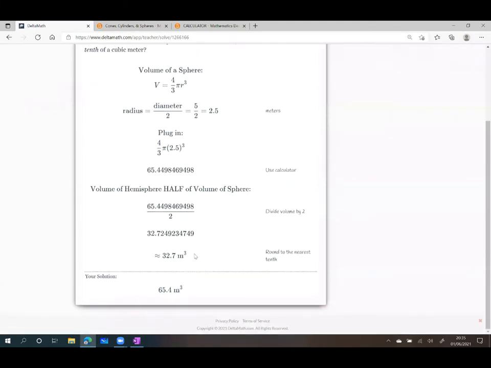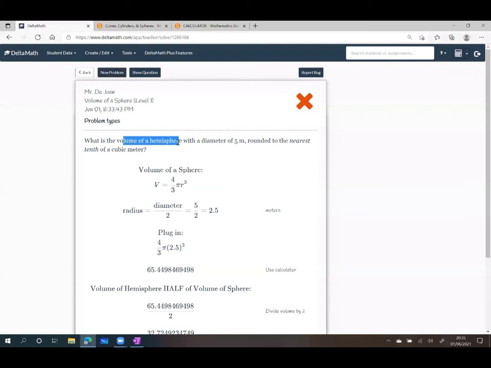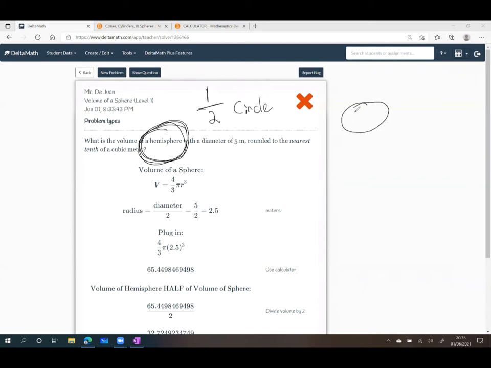I know, what did I do here? Geez. Chicos, I did not read the question. You must read the question very carefully. Hemisphere. It is half of a circle, a hemisphere. This was a teacher error right here. Teacher error. That is a hemisphere. Okay, it is half of a circle.